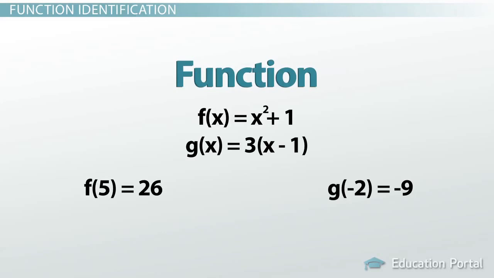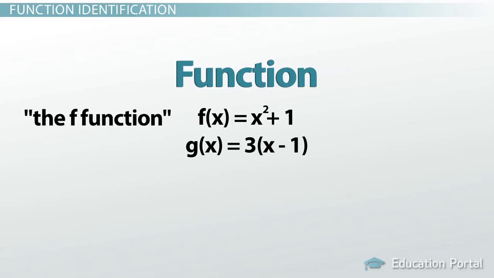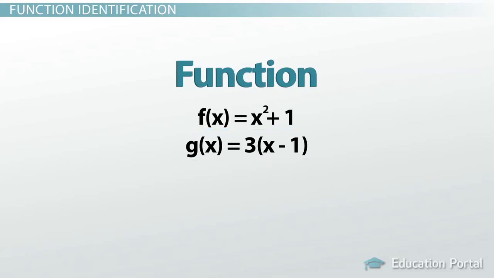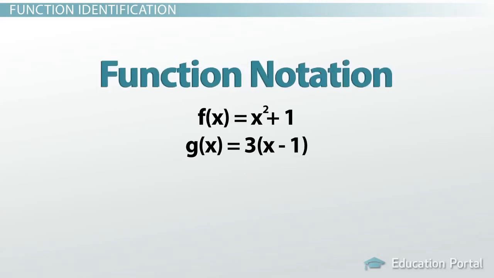Also, now instead of having to say the f function is x squared plus 1 and the g function is 3 times x minus 1, we can simply write f of x equals x squared plus 1 and g of x equals 3 times x minus 1. Again, these are basically the same as y equals, so if you see an f of x and get freaked out, don't worry, it's basically just a y. This way of writing f of x or g of x instead of y is called function notation and is going to be used throughout math and science classes from now on.